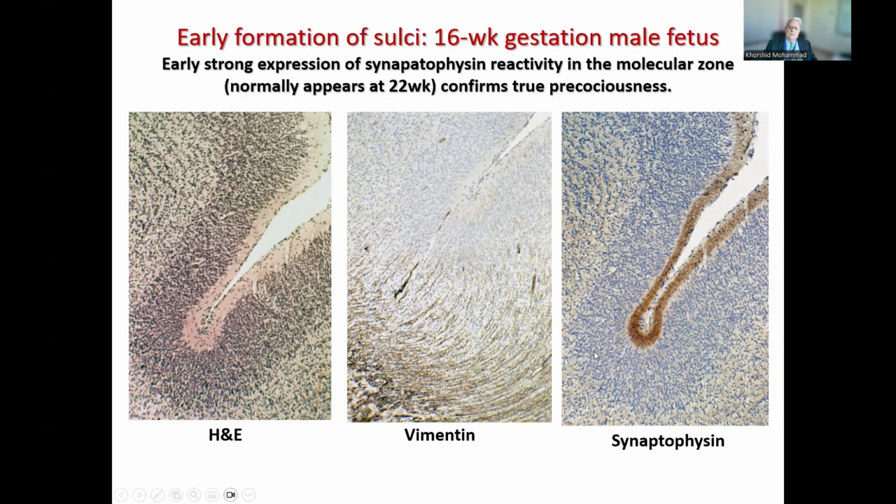And how do we know that those weren't artifacts, fixation or something that caused those sulci to form? Well, the reason is that we see precocious development of synaptophysin as well in that area, and that wouldn't be affected by any artificial shrinkage or handling of the brain that would cause artifactual folding.